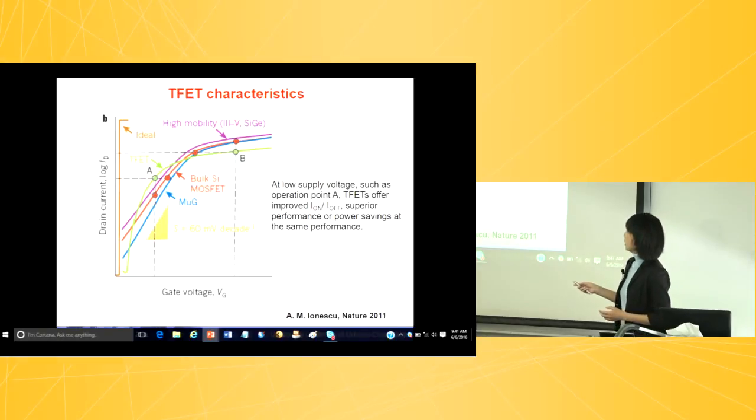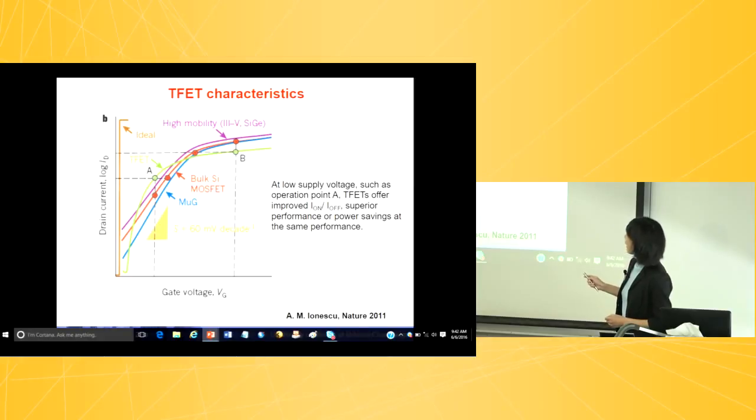So here compares the IV characteristics between a MOSFET and a TFET. For the bulk silicon MOSFET, this orange line illustrates the traditional MOSFET. If we use multi-gate to enhance the gate control on the channel, we can reduce the off current, so reduce the subthreshold swing.